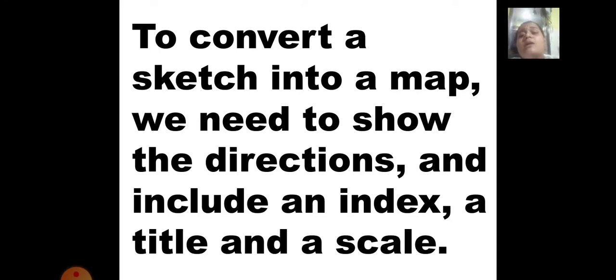What are those? Index, title, scale. What are the three elements of a map? Index, title, and scale. Without these things, the map is incomplete. You can say it is not an accurate map. Something is wrong in that. So all maps must have an index, title, and a scale. Have you understood?